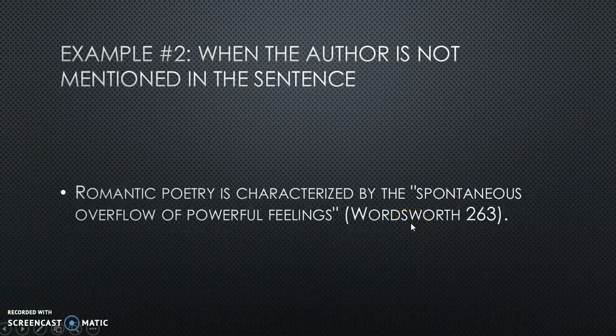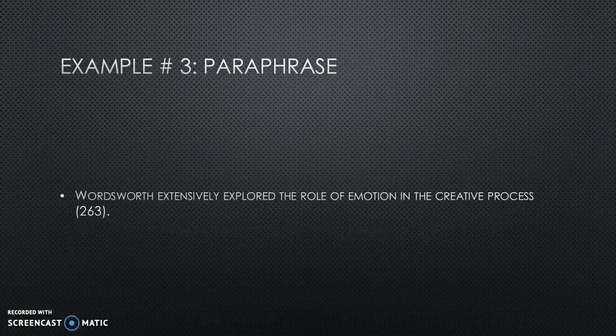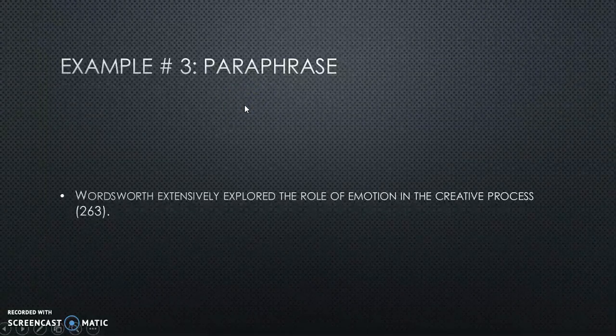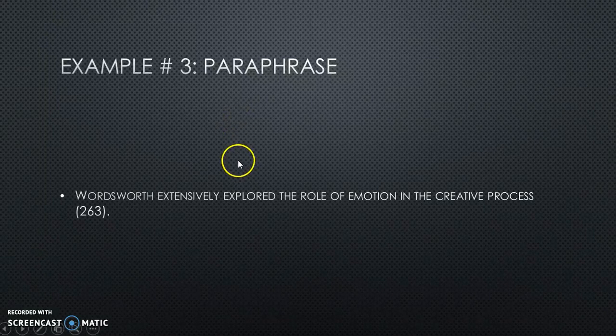One last example I want to show you is a paraphrase. So here, instead of directly quoting, I'm using the author's ideas, I'm rephrasing them in my own words, but I have to show my readers that they didn't come from me. I have to show ownership of these ideas and make sure that I'm giving credit to the author. So here we go. "Wordsworth extensively explored the role of emotion in the creative process." Now, I didn't come up with that. This is Wordsworth's idea, and I need to make sure that my readers know that.